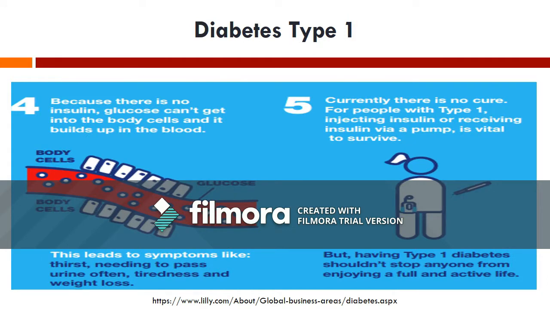Because there is no insulin, glucose cannot get into the body cells and it builds up in the blood. This is the body cells and this is glucose. You can see it in this graphic. This leads to symptoms like thirst, needing to pass urine often, tiredness, and weight loss.